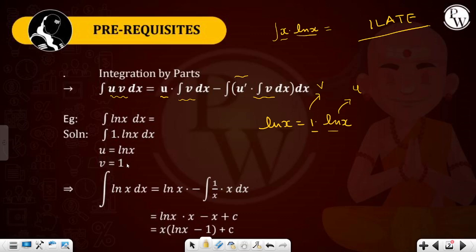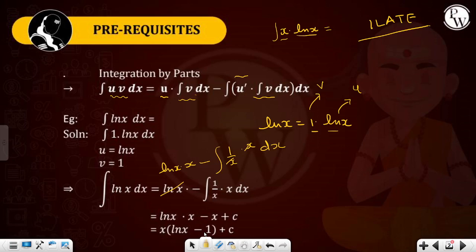Now apply the formula. So u is ln x, v is equal to 1. u as it is, ln x. Now integration of v. Integration of 1 is x. So it will be ln x into x, minus integration of the differentiation of ln x, which is 1 by x, and the integration of 1, that is x. That means the resultant will be integration of 1. And integration of 1 is what? x. So it is ln x into x minus x plus c, or we can take x common. It is x into (ln x minus 1) plus constant of integration. Never forget the constant of integration in indefinite integration.